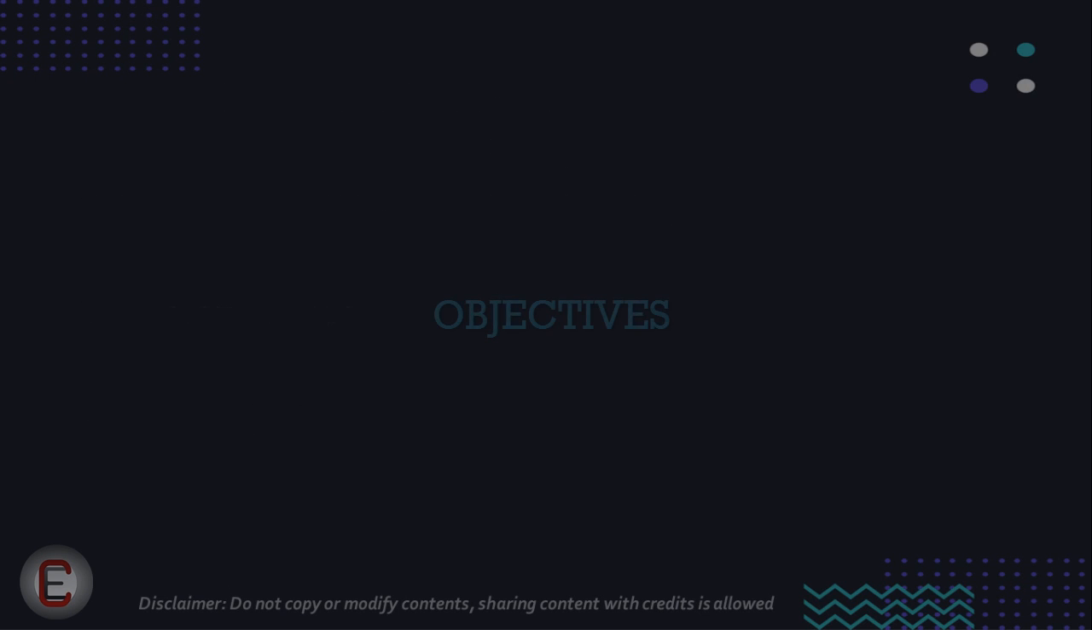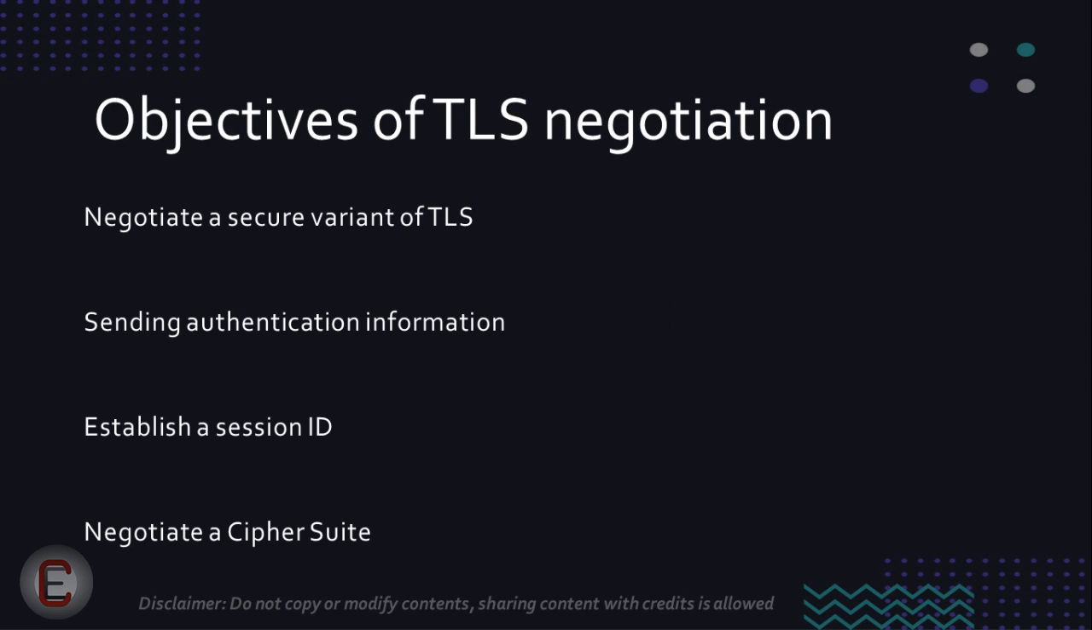The discussion on the TLS negotiation is going to be a long one, so today we will be starting with learning the objective of building a secure connection. Whichever end user protocol uses the TLS protocol, the core objectives remain the same. What are these objectives then? 1. To negotiate a secure variant of TLS.